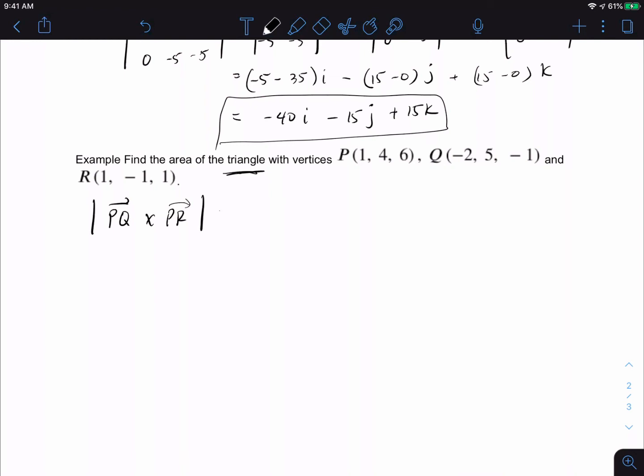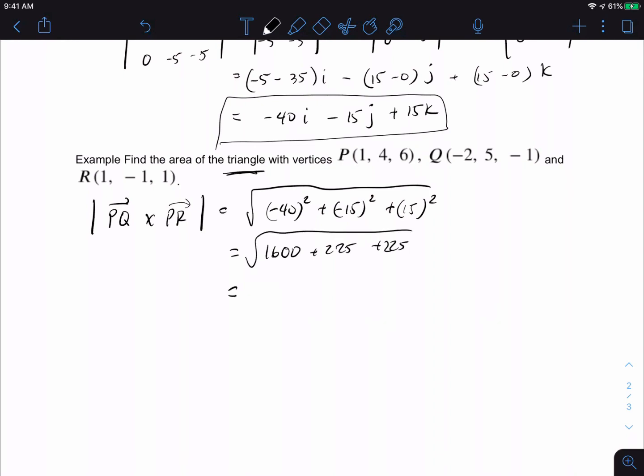If I want to take the magnitude of it, we remember that formula. So I'm going to go -40, that quantity squared, plus -15, that quantity squared, plus 15 squared. That's going to give me 1600 plus 225 plus 225. And that's going to give me 2050, which is approximately 45.3 units, right?